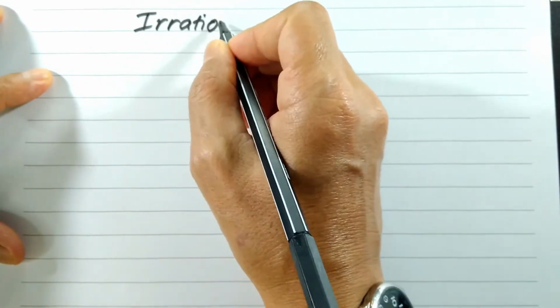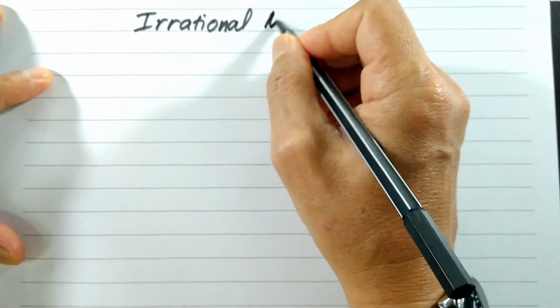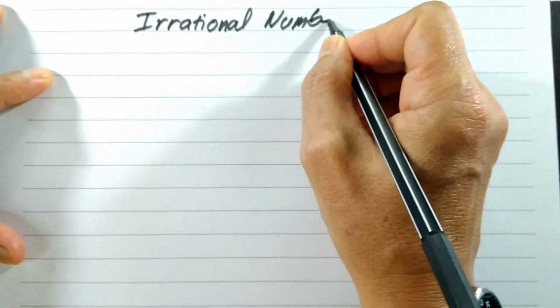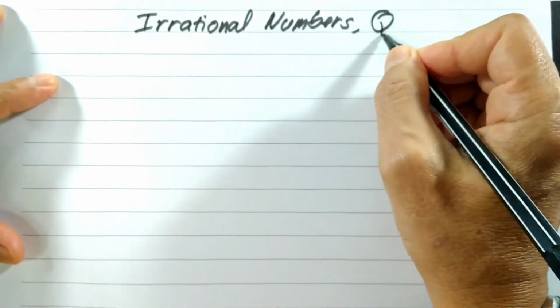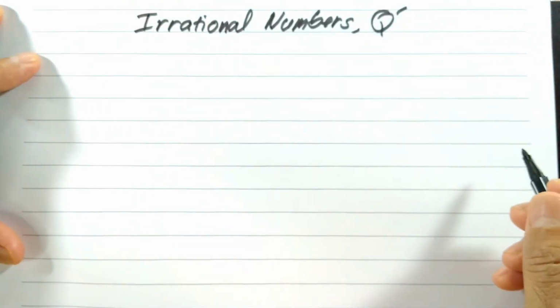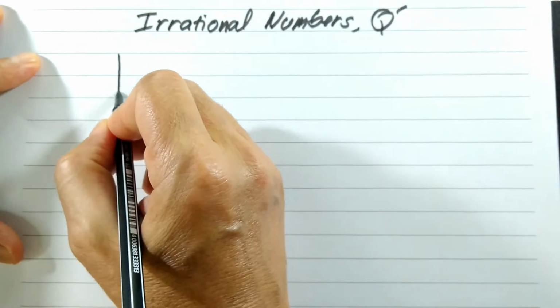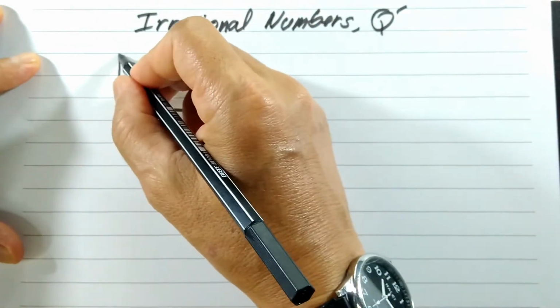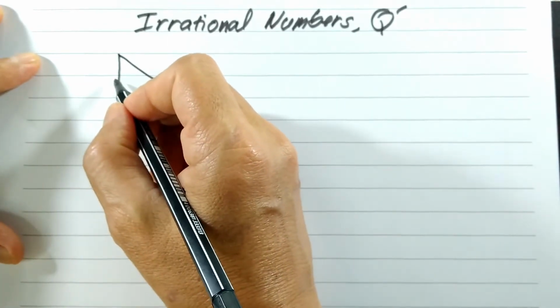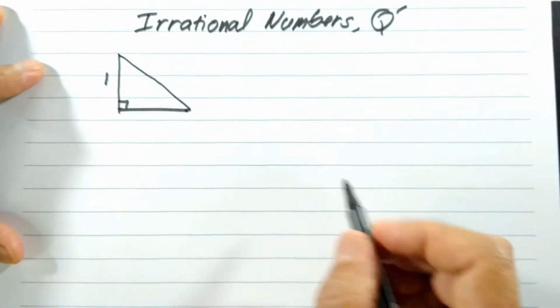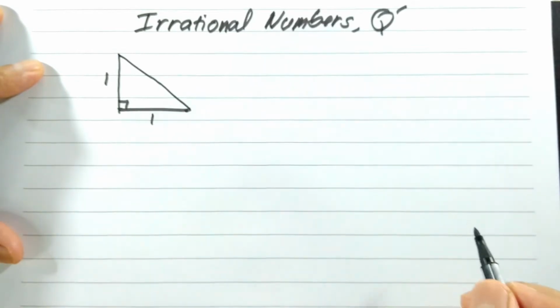Okay, now let's talk about the set of irrational numbers. And the symbol we use for irrational number is Q prime. Now, suppose that we have a right angle triangle like this. Okay, right angle triangle. Now, suppose that the length of this side is equal to 1 unit and the length of this side also equal to 1 unit.